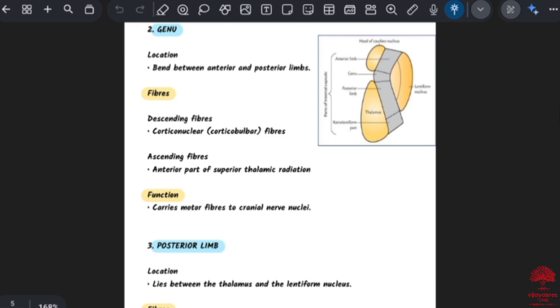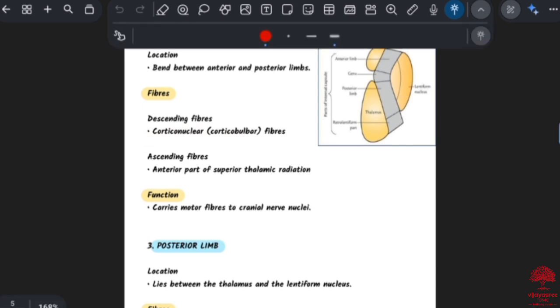Then the genu. As we discussed earlier, it is the bend between the anterior and the posterior limb. The fibers present here: the motor fibers include the corticonuclear fibers, and the sensory fibers include the anterior part of the superior thalamic radiation. Their function is to carry motor fibers to the cranial nerve nuclei, that is the corticonuclear fibers. Then the posterior limb. The posterior limb also has motor and sensory fibers.